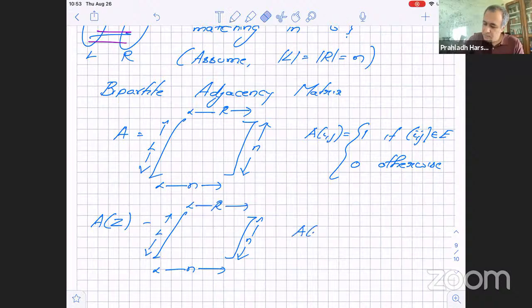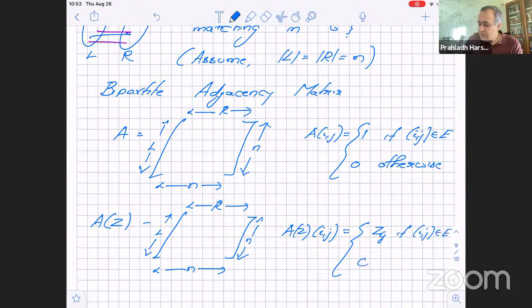Aij, so sorry, this matrix AZ is a matrix of Ij. The ijth entry of this matrix is going to be not 1, but the variable Zij if Ij is an edge, and 0 if Ij is not an edge. So for every edge, we'll give a new variable and replace the 1 in the previous bipartite adjacency matrix with this new variable. So it is some such matrix with all variable entries in it. Is the matrix definition clear to you?